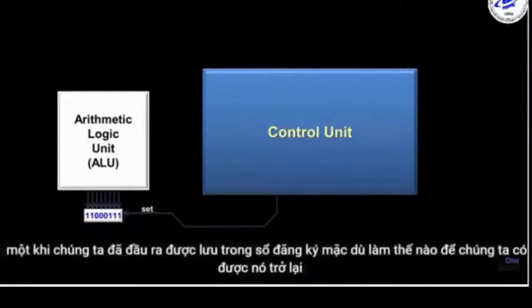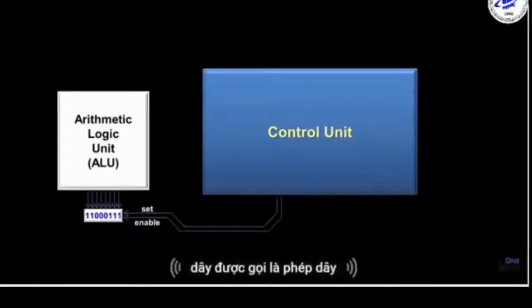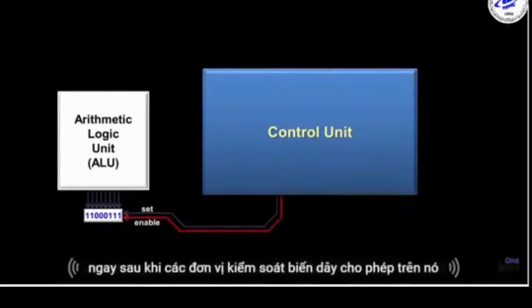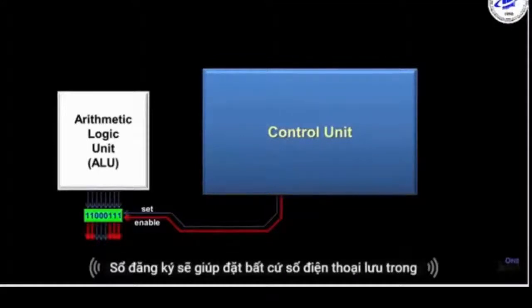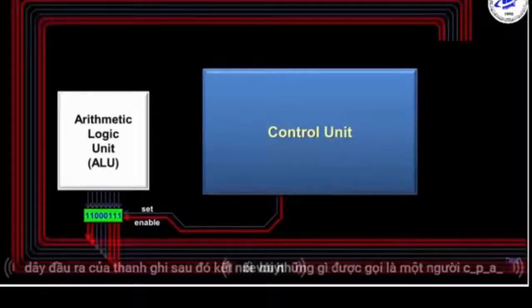Once we have the output saved in the register, though, how do we get it back out? Well, when we are ready to move a number out of the register, we need another control wire called the enable wire that also runs from the control unit to the register. As soon as the control unit turns the enable wire on, the register will output whatever number is saved inside. The output wires of the register then connect to what is called the CPU bus.